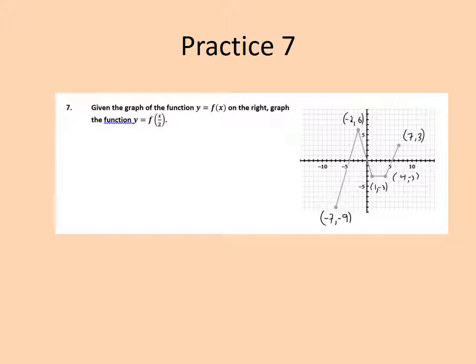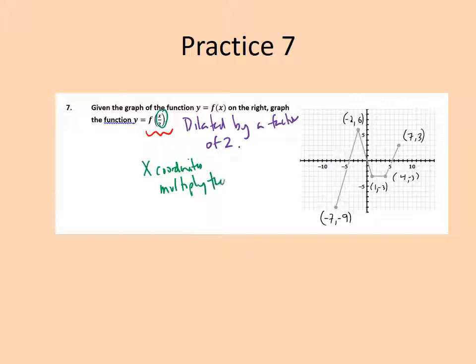Now you're going to try this one on your own, but we'll start it together. Because it's divided by 2, that means that it's dilated by a factor of 2. And what that means is we're going to take all of the x-coordinates and multiply them by 2. Pause the video and do this to all of the coordinates. On the next slide, you will see the answer to this dilated by a factor of 2.